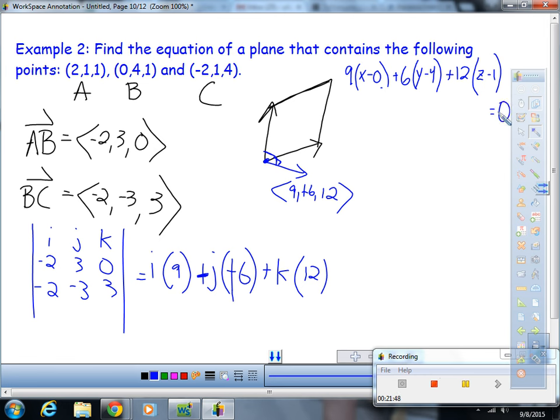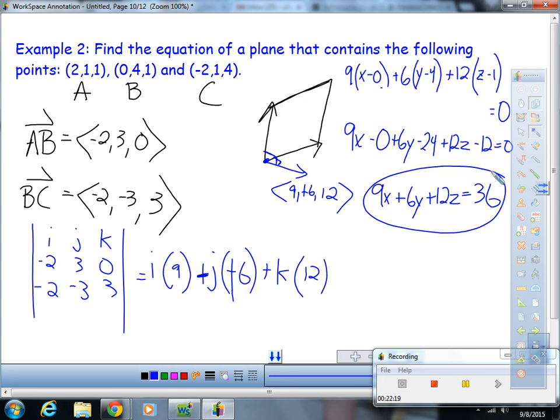Now, a lot of times they'll clean it up by distributing. So 9x minus 0 plus 6y minus 24 plus 12z minus 12 equals 0, and then they'll clean it up to look like this. 9x plus 6y plus 12z equals, let's see, you get a negative 24 and positive 36. And that's about enough of that for now. Boom!